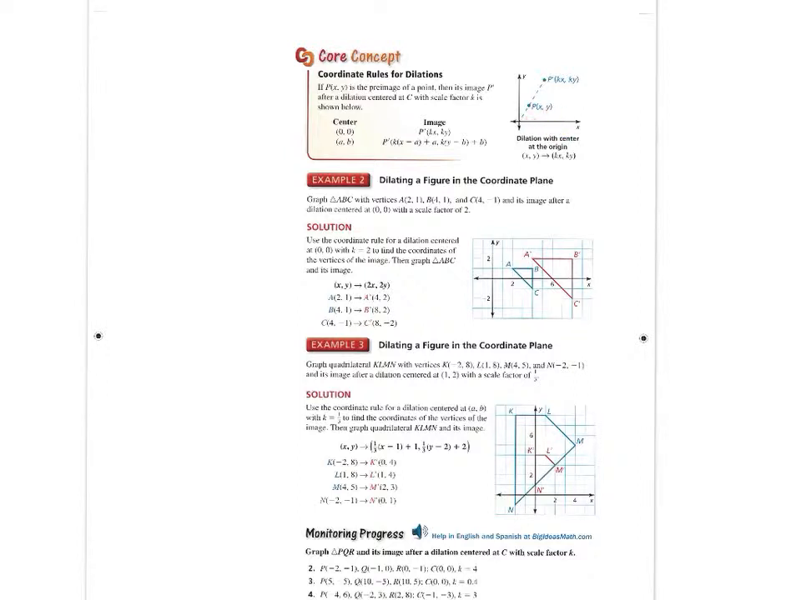This particular example is an example mapping of dilation with center at the origin. So here's example number 2. Make sure you read through example number 2 for a dilation about the center. And then example 3 is a dilation not centered at (0, 0). So definitely make sure you read through both of these examples. So pause the video to capture both of these in your journal.